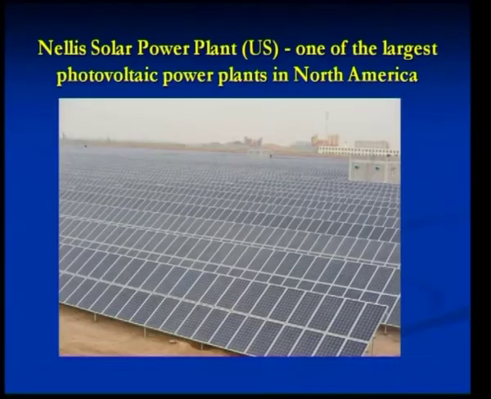Having seen the conversion right from how the photovoltaic cell combines to form a module, how it combines to form a panel, and then finally an array, and how this is called a photovoltaic device, let us look into some photographs of such photovoltaic modules, arrays and so on. And this is one good picture which gives the image of Nellis solar power plant situated in the United States, which is supposed to be one of the largest photovoltaic power plants in the northern part of America.